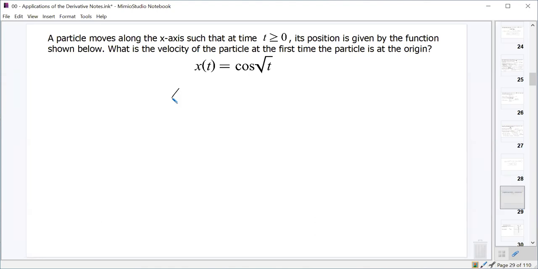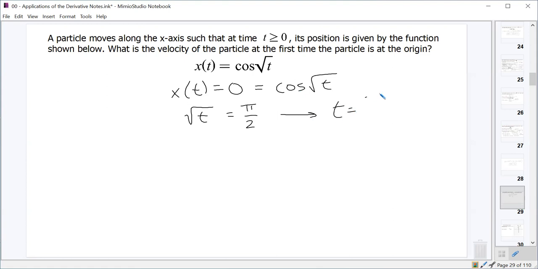Well, to be at the origin means that the position must be 0. So 0 is equal to cosine of root t. And we know that cosine equals 0 at pi over 2. So our angle, root t, must be pi over 2. That'll give us t is equal to pi squared over 4.